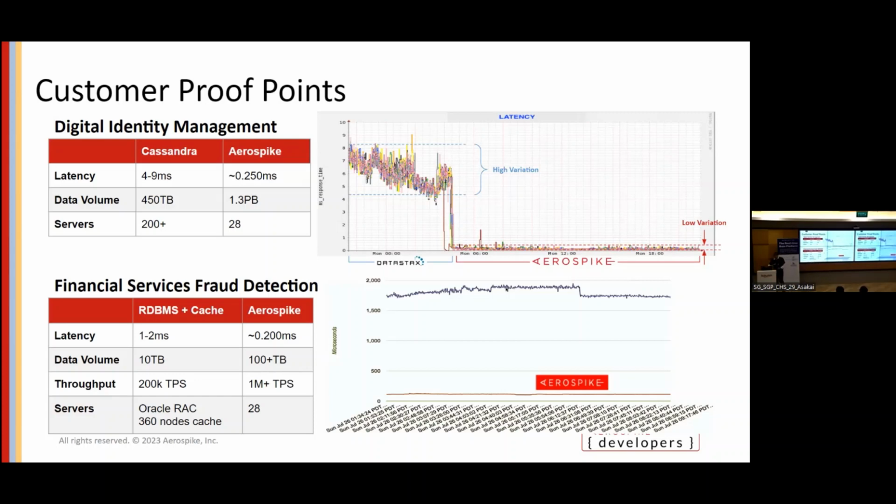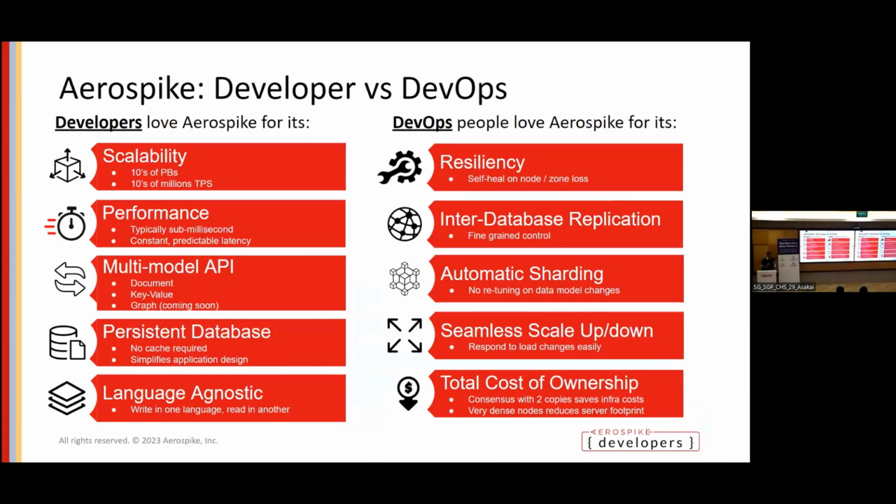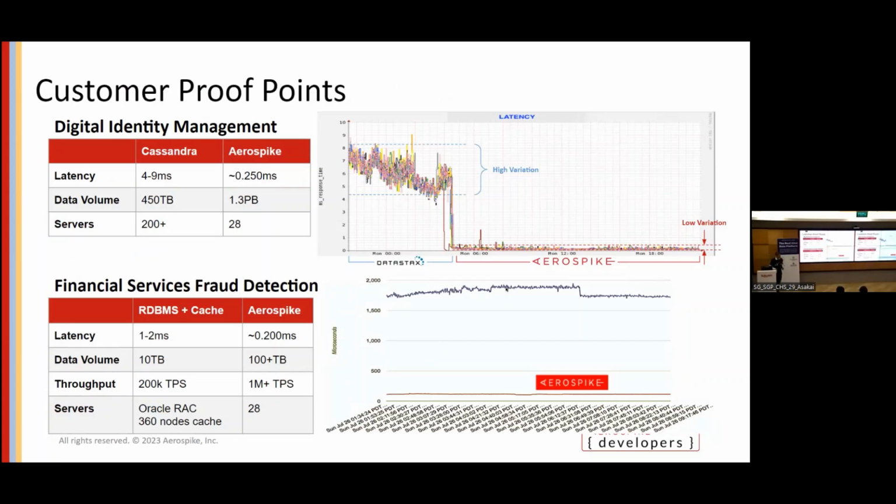So the 360 nodes were for 10 terabytes? Yes, that's correct. Isn't that a bit excessive? Yeah, that is actually, but that's how it was. Because on top of that, they used Redis as a caching layer. That was also not working.